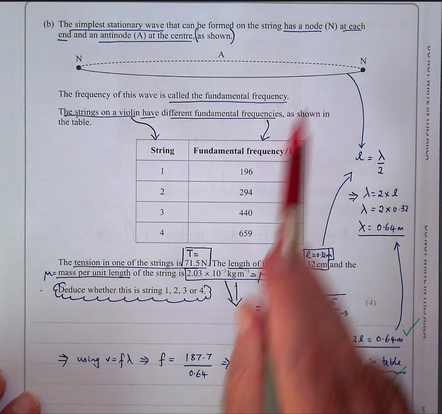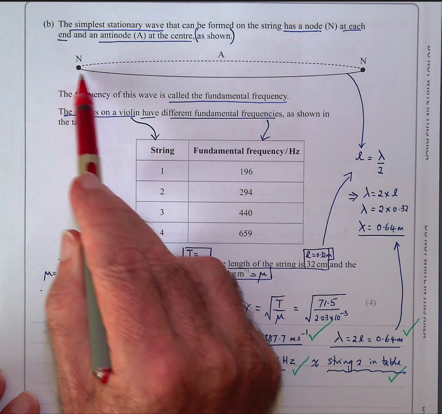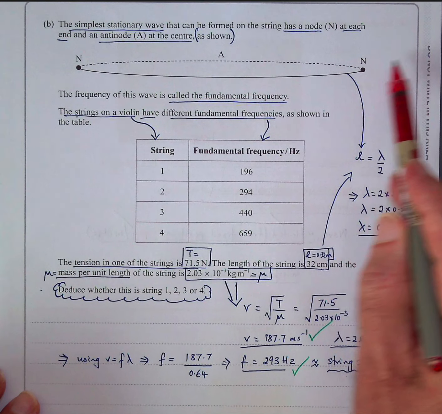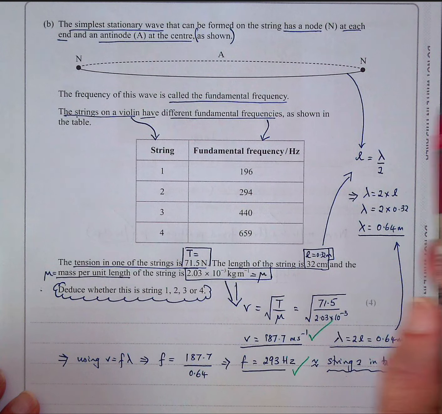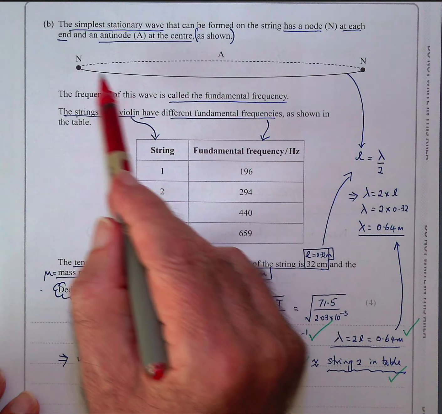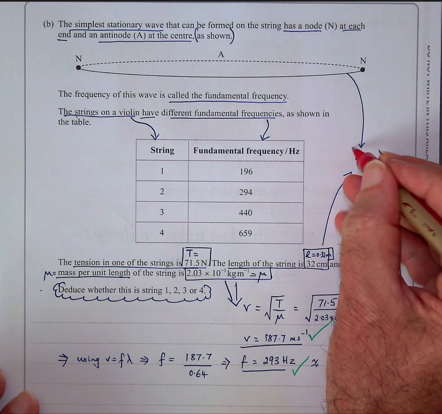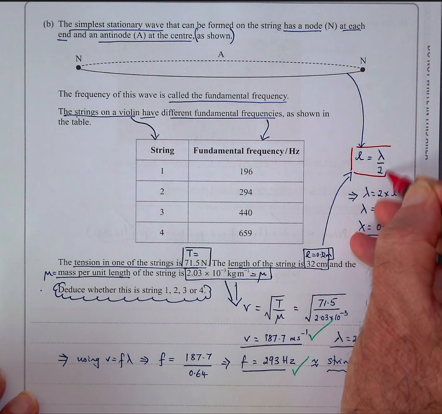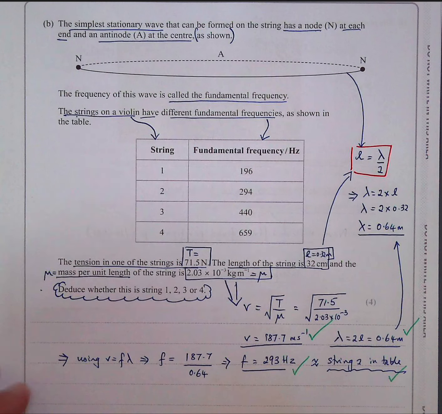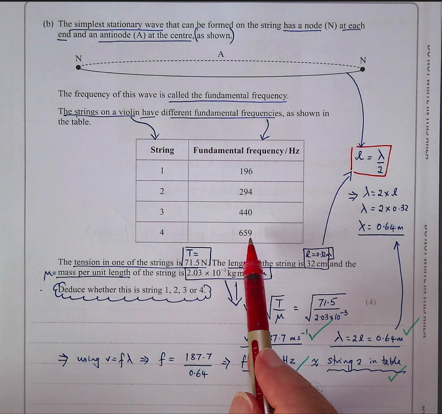So the simplest form is the fundamental frequency. So you see this is half a wavelength. If you double it, you have to go to twice the distance off the page, and you will see that this is equal to half the wavelength. So this length that you could measure would be half the wavelength. That's a starting point. This fundamental frequency is given for the 4 strings in hertz.